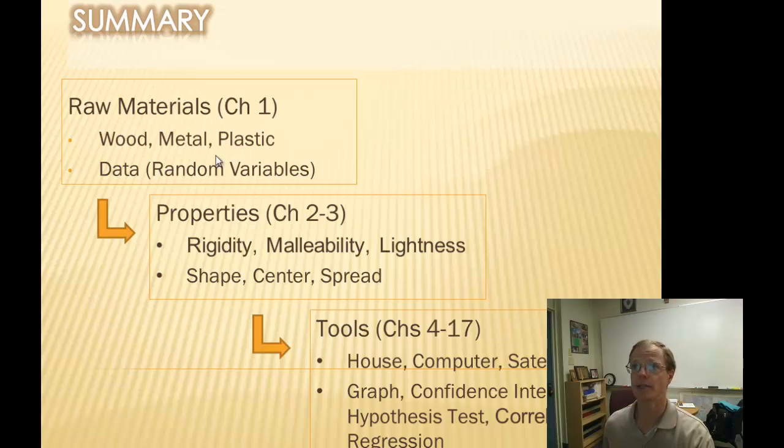Now, the data / random variables, we're back in chapter 1. Those correspond to wood, metal, plastic, different variables, different properties. What are those properties? Well, they turn out to be shape, center, and spread. I've called those the three key features of a data set.